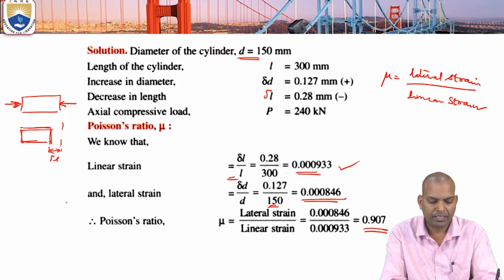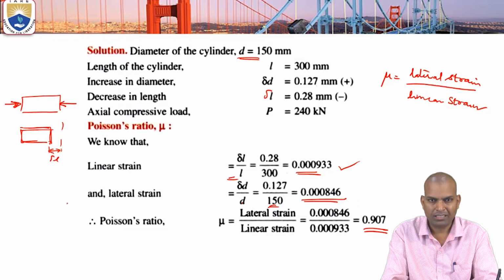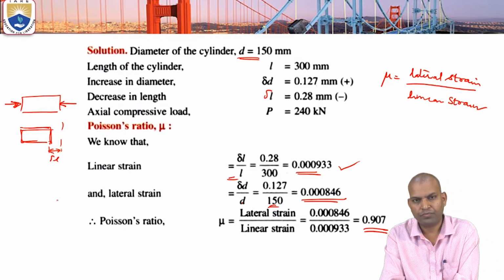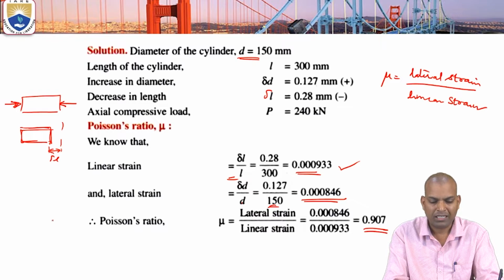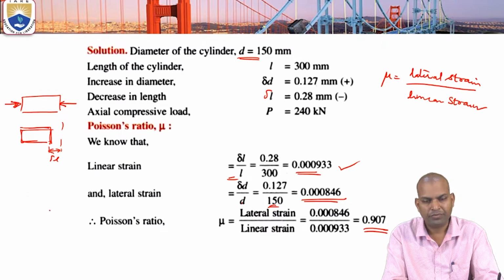Suppose a tensile load is applied, then the diameter decreases and the length increases. So the change in diameter becomes negative and the change in length becomes positive. This is the problem for when the load is applied under compressive load.